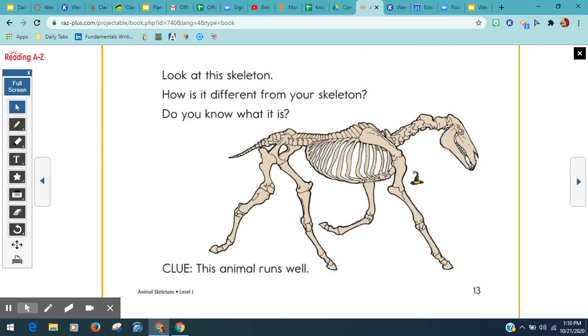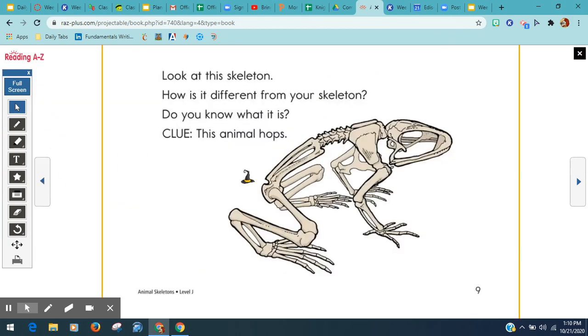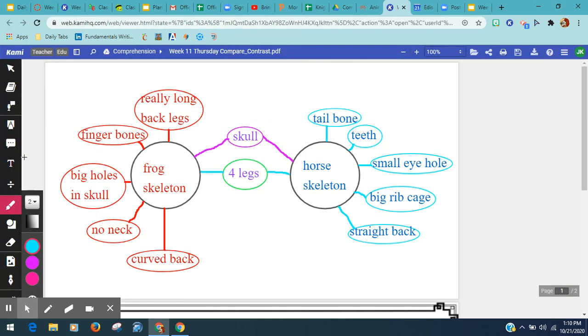See all the different bones? There's a lot of different bones on the horse. And the same is true for the frog. They both have a lot of different bones all joined together. So that's true for both of them. Let's write that down in the middle.